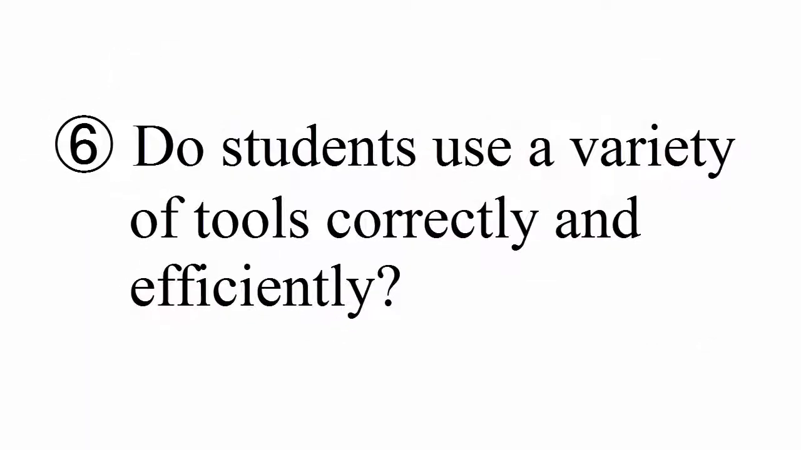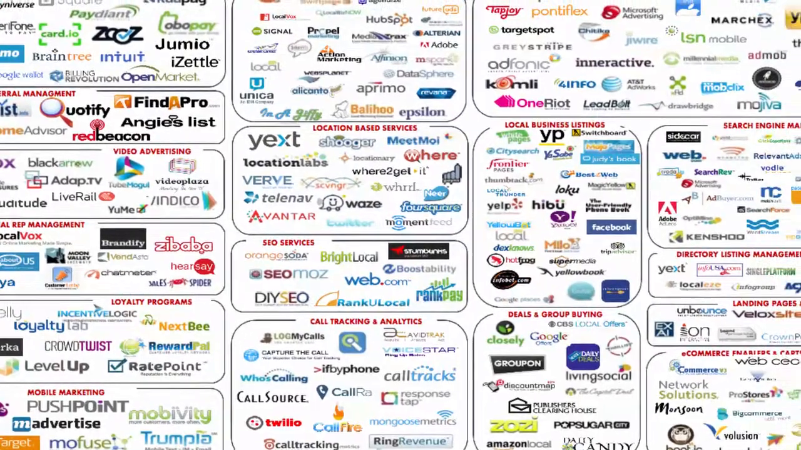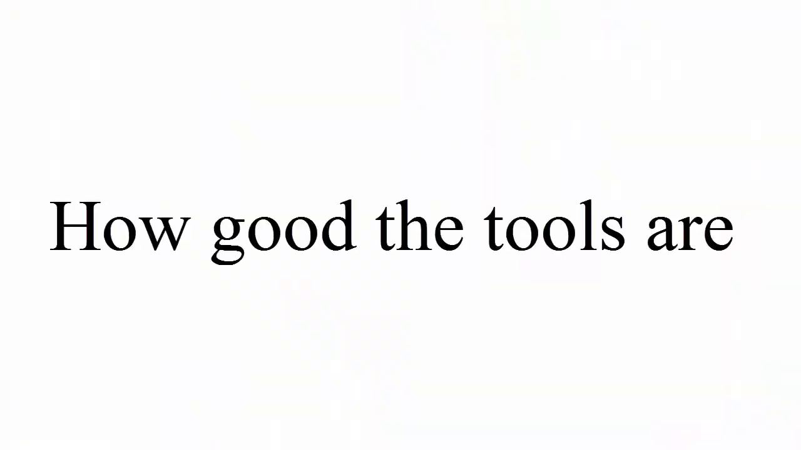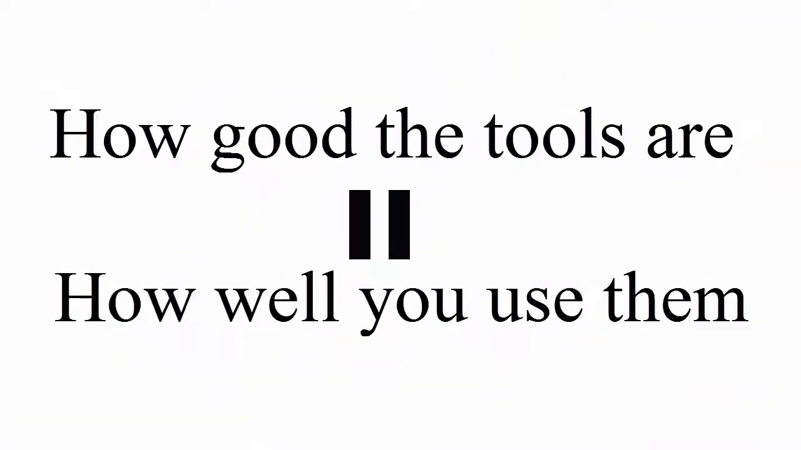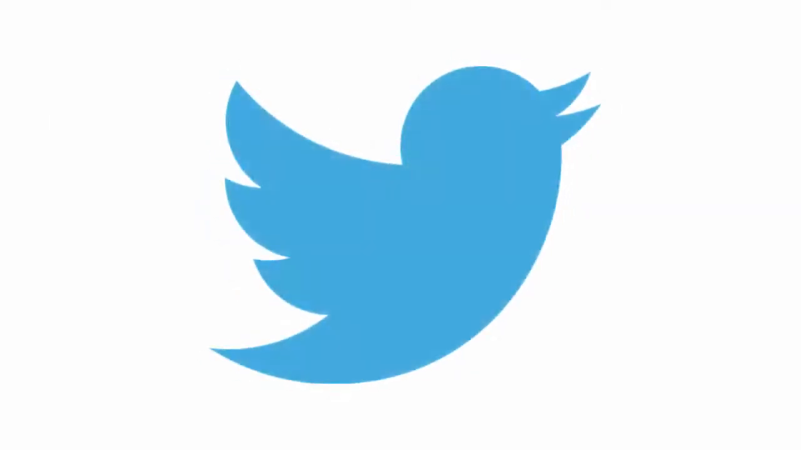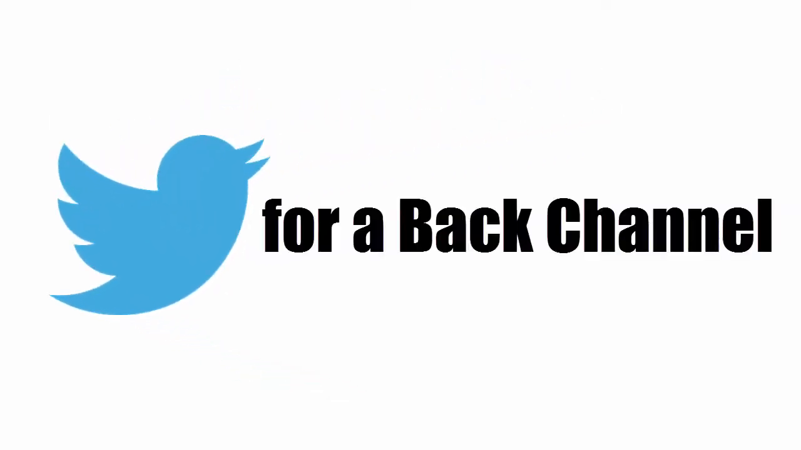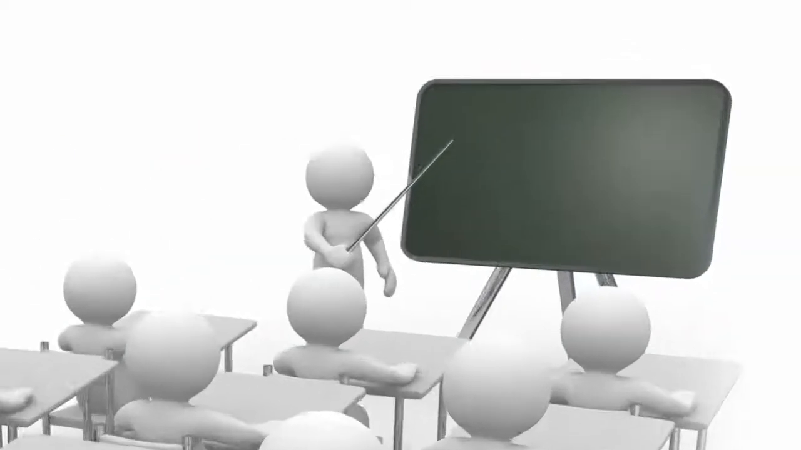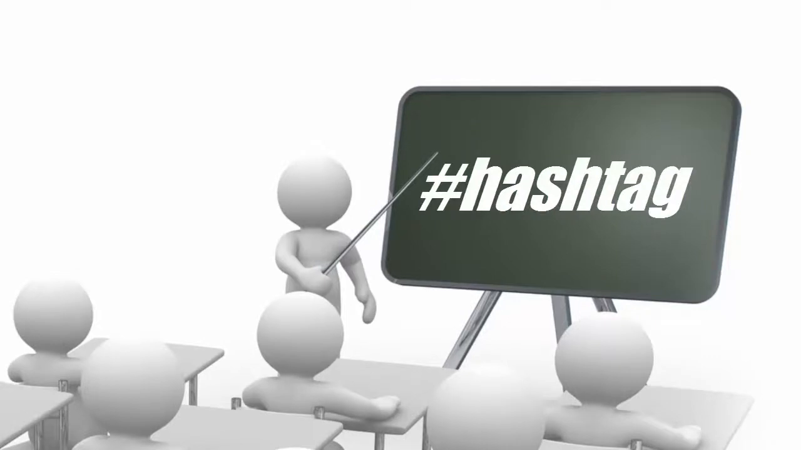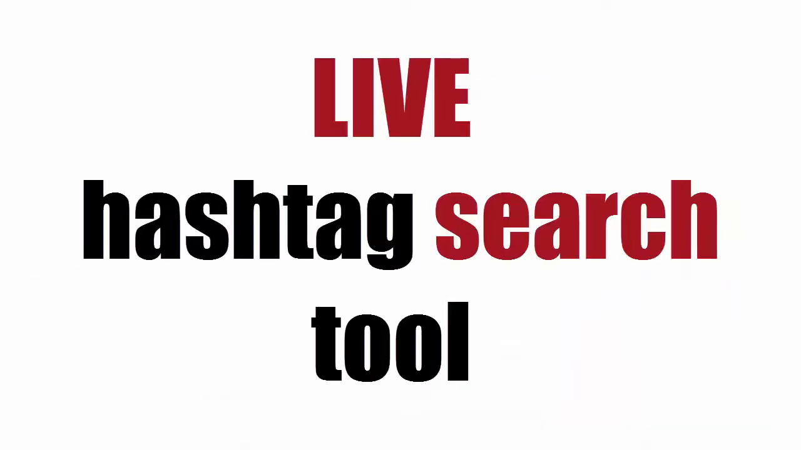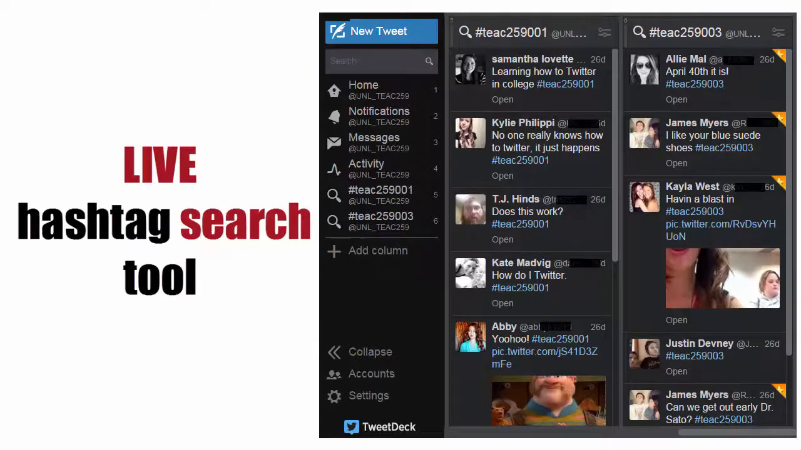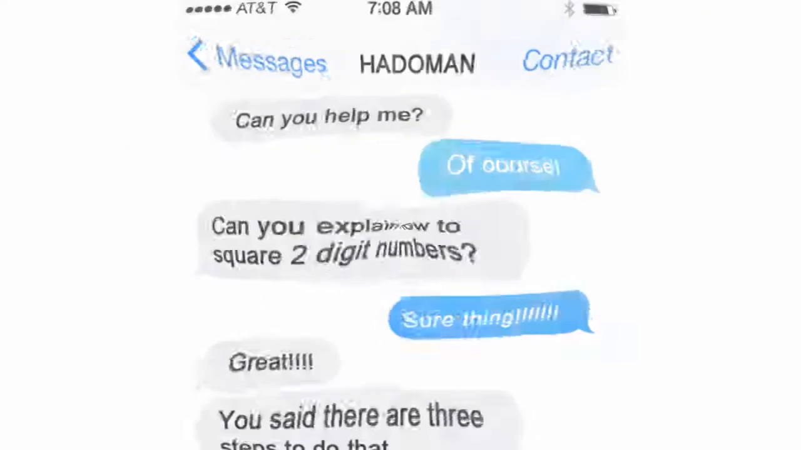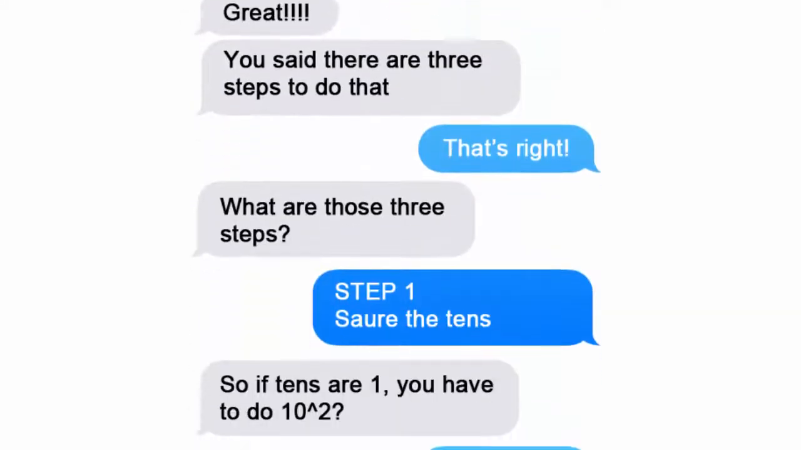Do students use a variety of tools correctly and efficiently? Again, there are so many technology tools available to you out there, but tools are only as good as how well you use them. Twitter is a good example. To make the best use of Twitter for a back channel in a classroom, you must ensure everyone in the class understands how to use hashtags, and you also need to use a live hashtag search tool like TweetDeck to receive hashtag tweets synchronously.